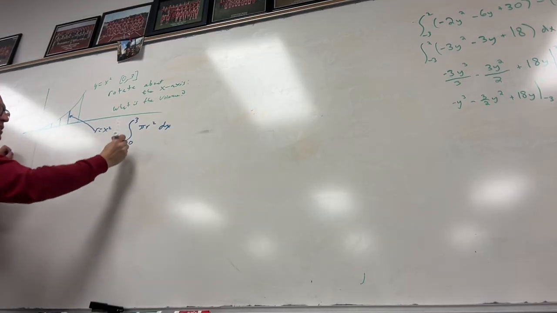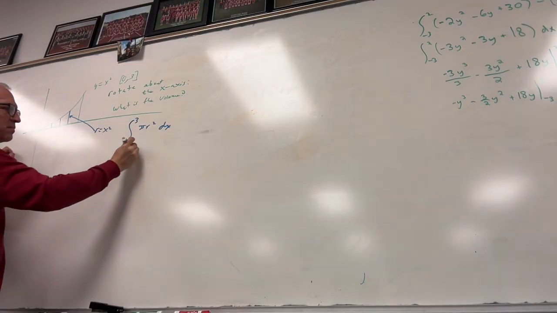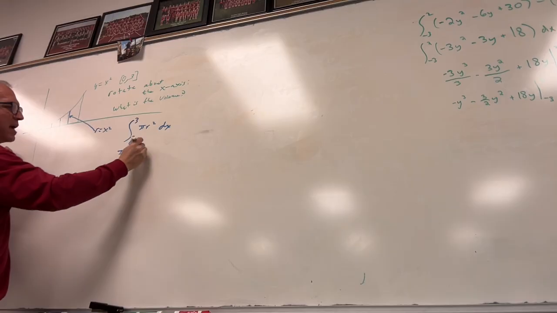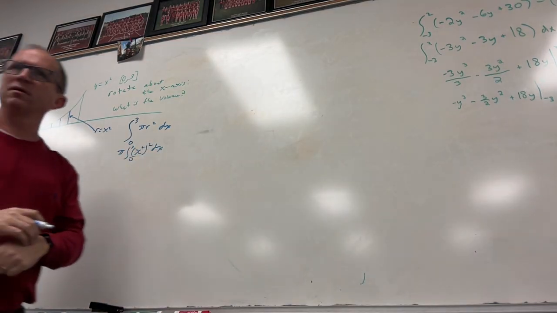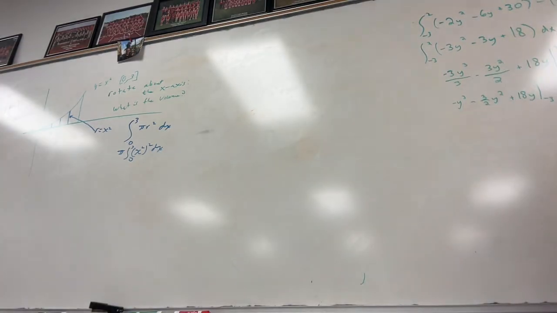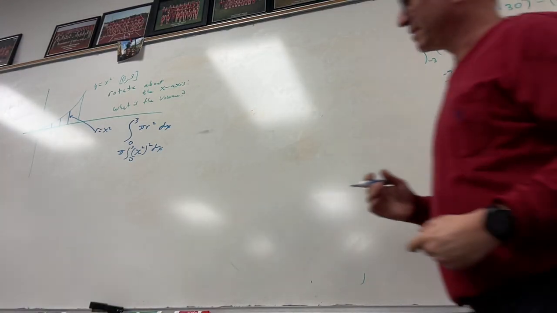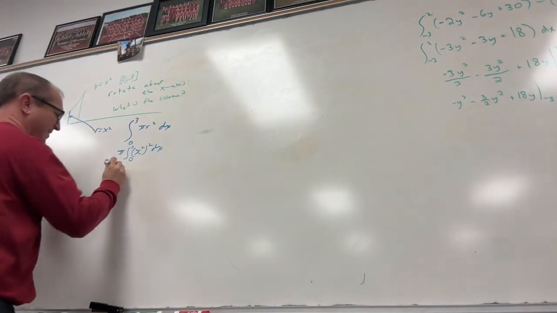Now, pi is a constant. I'm going to pull it out. So I'm 0 to 3 of x squared squared. Which is, of course, man, y'all are good. Y'all must have a good teacher.